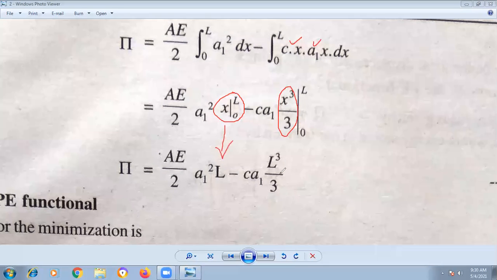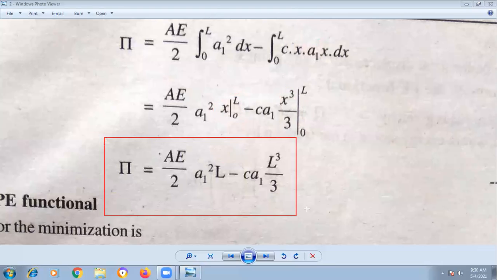Now the total potential energy term is pi equal to A1 AE by 2, A1 square into L minus C into A1 into L cube divided by 3. Now this equation is important for us because we are differentiating this equation with respect to A1 and substituting it equal to 0 for potential energy to be minimum. Clear?